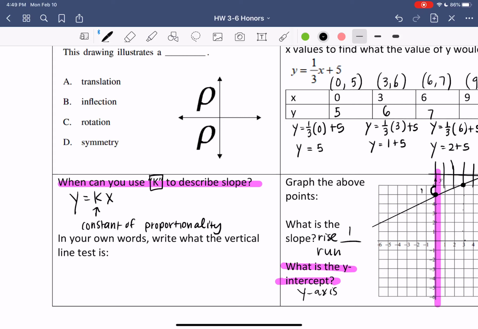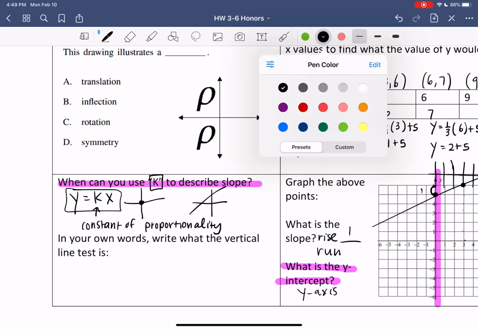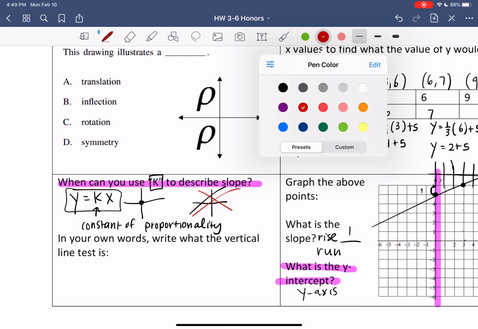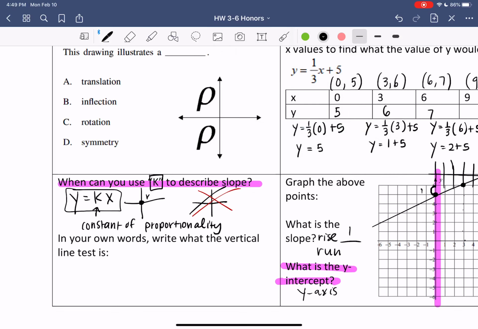K can only be used when the relationship is constant. It can only be used when you have something going through the origin, when you have a proportional relationship. If your graph does not go through the origin, this would not be a time that you would want to use k. So this is where you would have a k, whereas here, this would be an m.